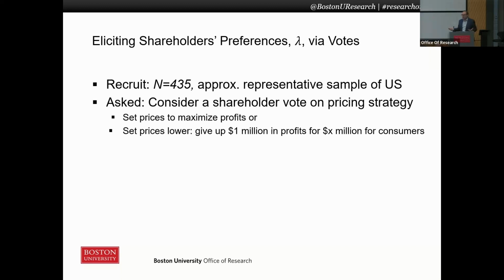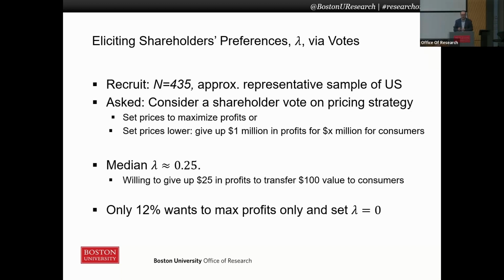So shareholders would like to give guidance to managers, and you have a choice between voting to maximize profits or setting prices lower, giving up $1 million in profits for X million in consumer benefits. And we can vary X a lot. And then that would give us an estimate of each individual shareholder's desired lambda, weight on consumer benefits. The median lambda in our sample is 0.25, which means that the median shareholder is willing to give up $25 in profits to transfer $100 in benefits to consumers.